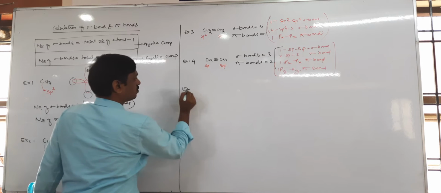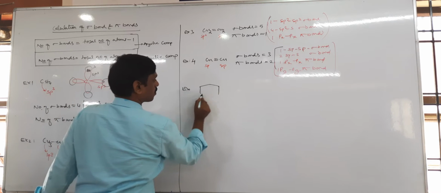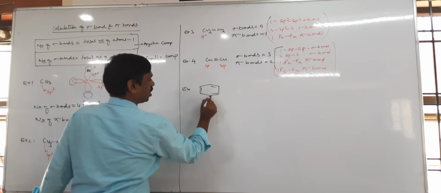One more example, benzene. Calculate the number of sigma and pi bonds.